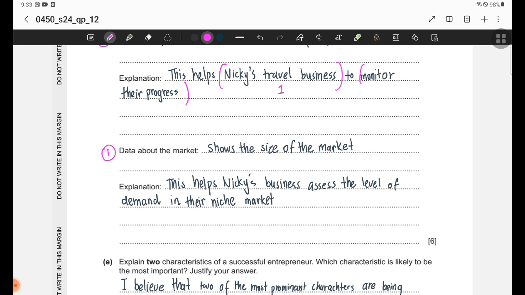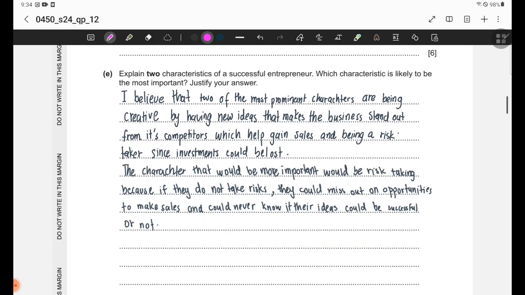What else can you talk about? You can also mention information about competition, like competitors, or you can say it will help a business person set their prices, and so on. There's many more you can write, but for now I choose to talk about showing the size of the market. For the explanation, how will this help Nikki's business? This helps Nikki's business assess the level of demand in their niche market. Here, niche market is the application, and whatever is written is the answer, so you should be able to score 2 marks.